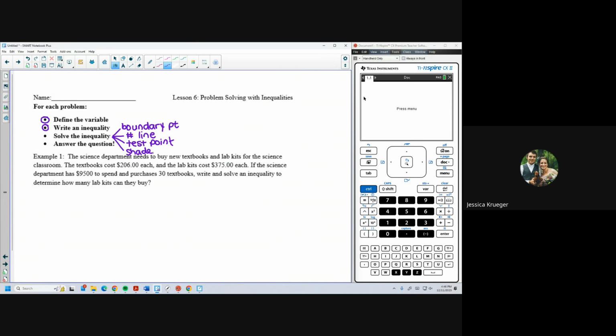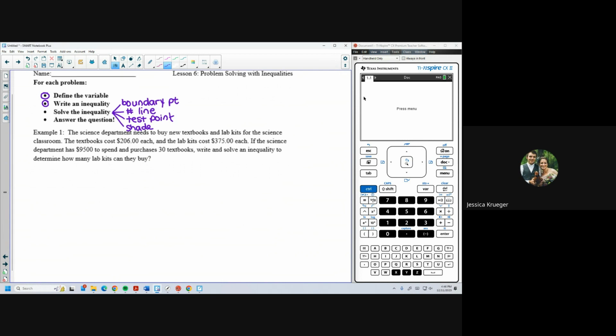So here's example 1. The science department needs to buy new textbooks and lab kits for the science classroom. The textbooks cost $206 each, and the lab kits cost $375 each. If the science department has $9,500 to spend and purchases 30 textbooks, write and solve an inequality to determine how many lab kits they can buy. So when I read this through, I see 2 different values. I see textbooks and lab kits.